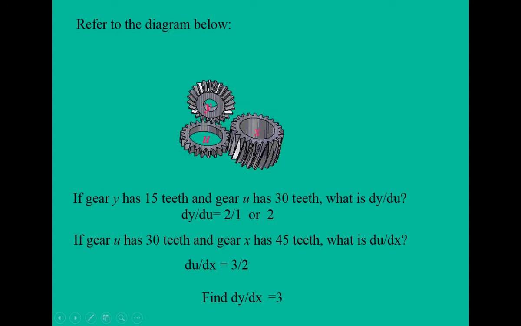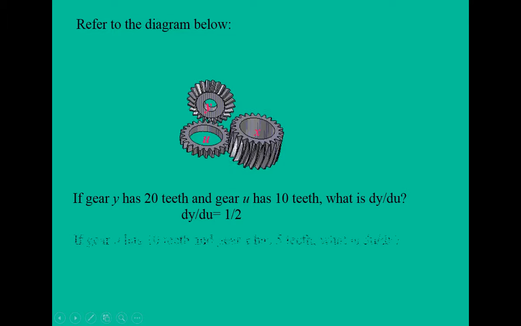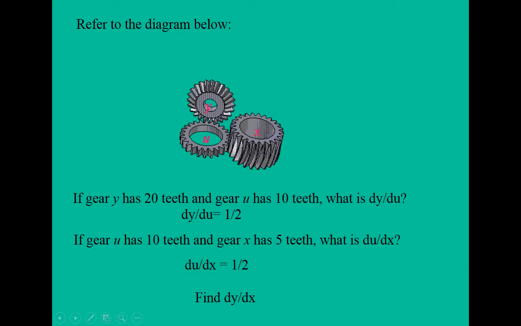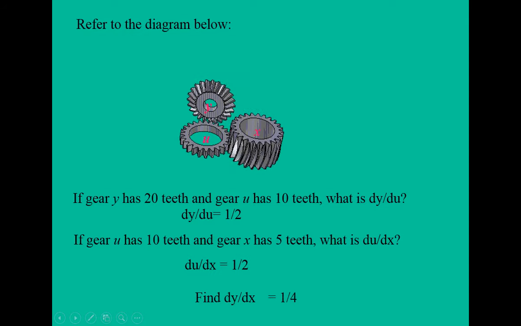So make sure you have this information down, and I'm going to change the scenario and then answer these questions. So stop the video before you see the answers to these, so you can come up and verify these on your own. So what is dy/du? Stop the video, verify what you think it is, and then we'll put up the answer. If gear u has 10 teeth and gear x has 5 teeth, what is du/dx? And then determine what dy/dx equals. Now write that information in your chart, and I'm going to give you another scenario.